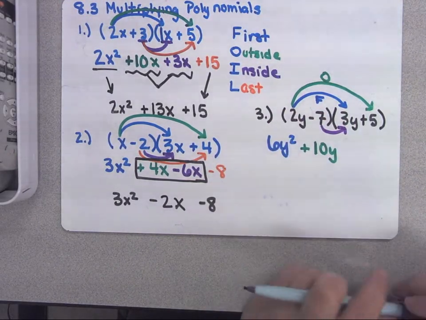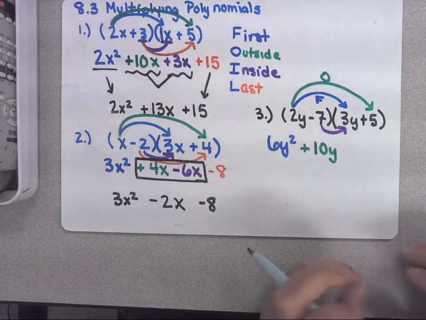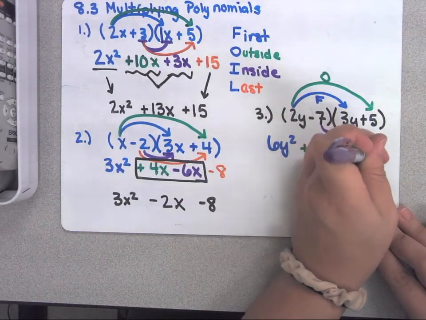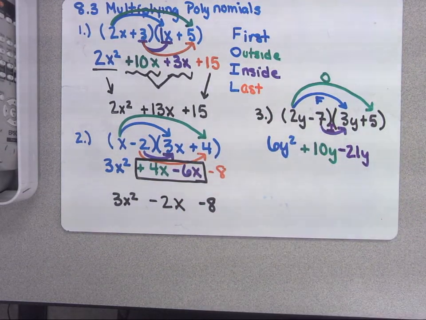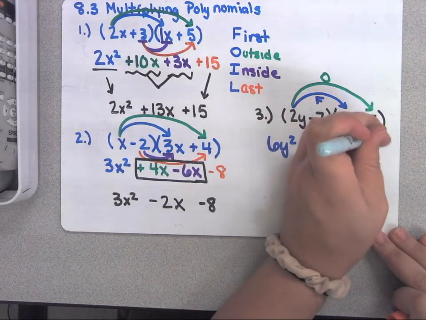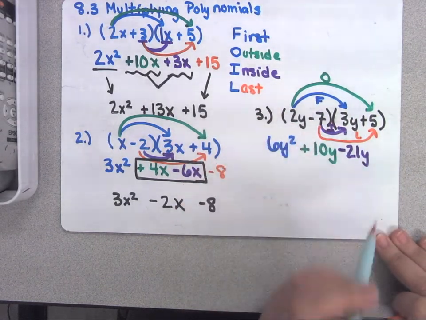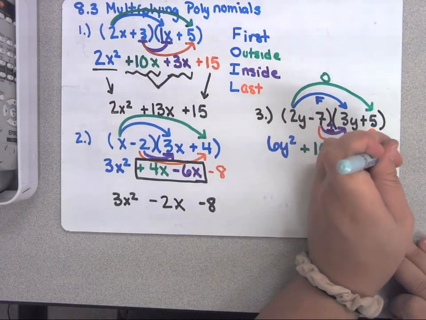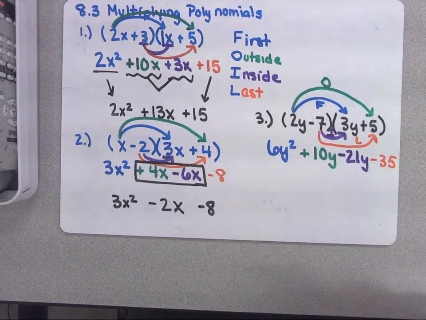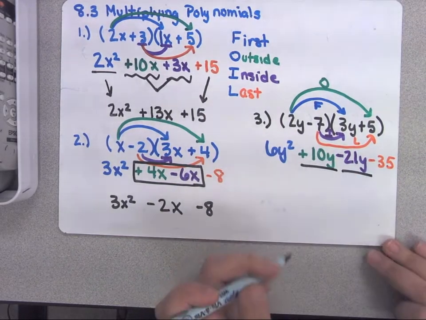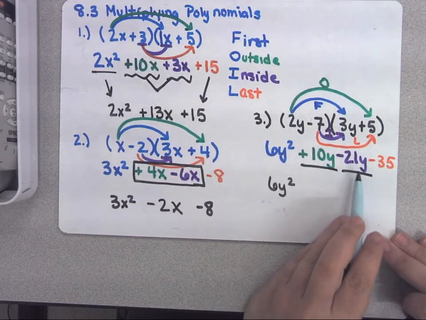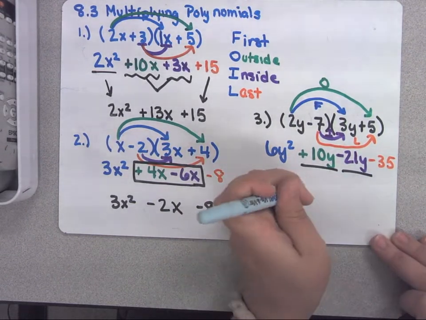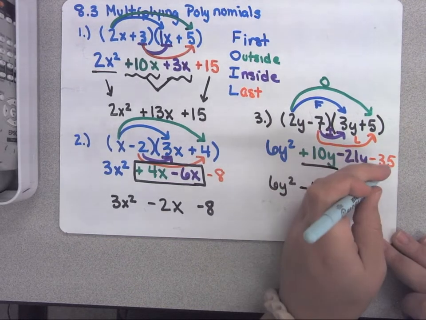Inside, you're forgetting to add them. Negative 21y. I'll put an I there. And last, negative 7 and positive 5. Negative 35. We always add the like terms together. First one's brought down. What's 10y minus 21y? Negative 11y, and then bring down my last one.